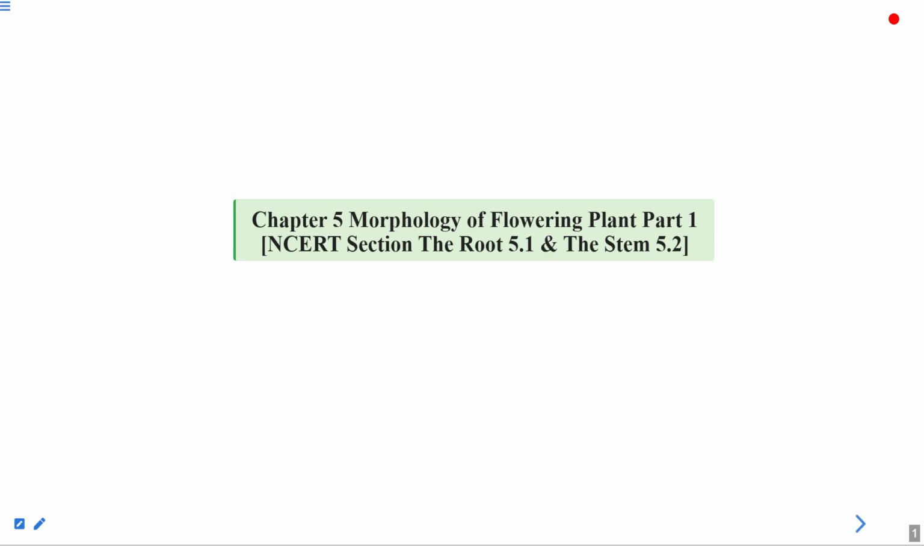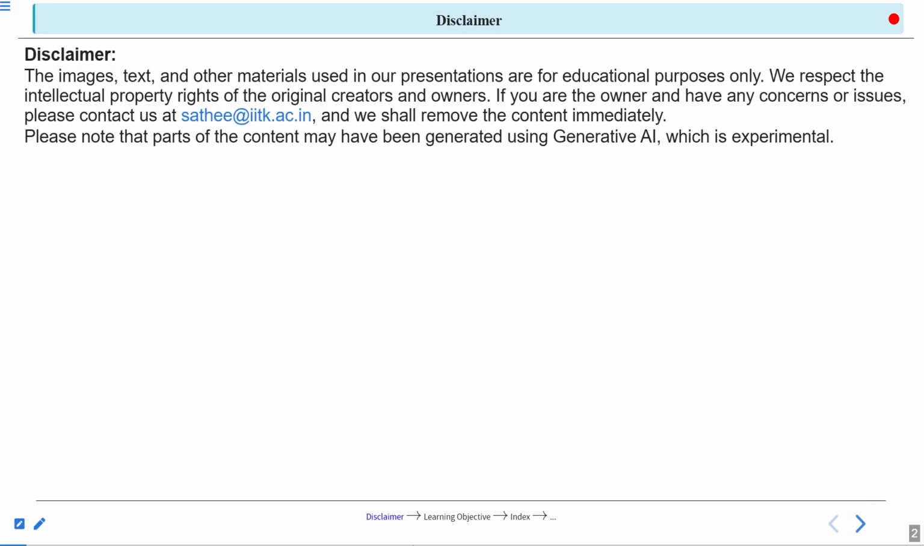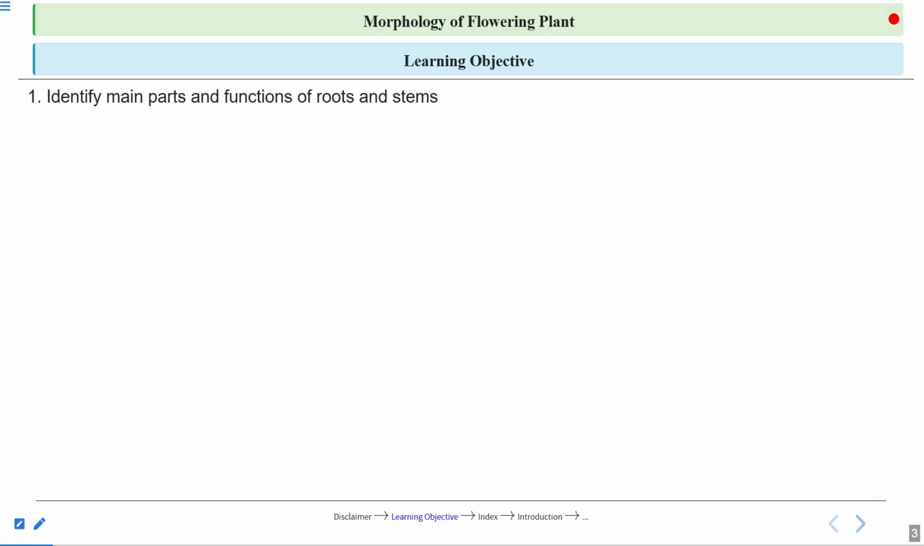Hello, everyone. Welcome to the session of Morphology of Flowering Plants, Part 1. So, in today's lecture, we are going to cover the NCERT section, the root 5.1, and the stem part, that is 5.2, from the NCERT. Today's session learning objectives are as follows.